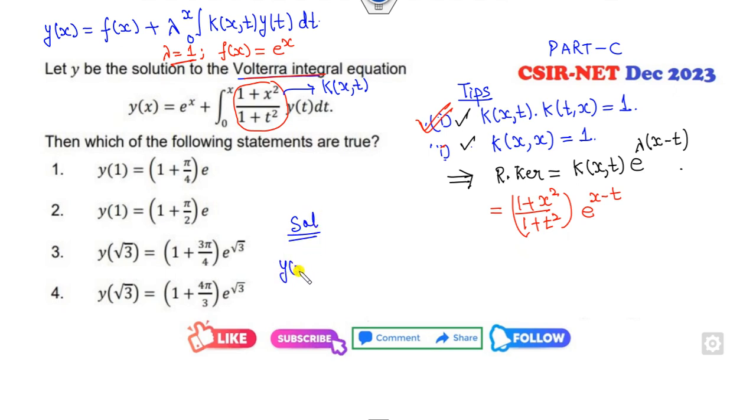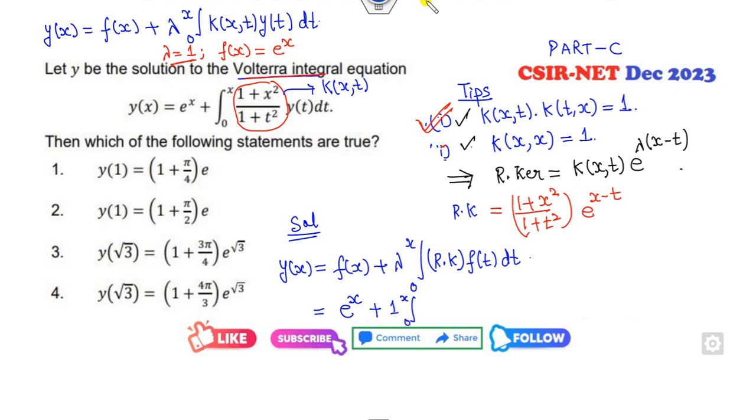So the solution will be y of x, which is f(x) plus lambda times the integral from 0 to x of the resolvent kernel into f(t). That's all. Fine. So f(x) is e raised to power x. Lambda is 1. Integration from 0 to x. Here, if you multiply by f(t), it will be e raised to power t. And you can multiply this in, so it will be (1 plus x square)/(1 plus t square) into e raised to power x dt.